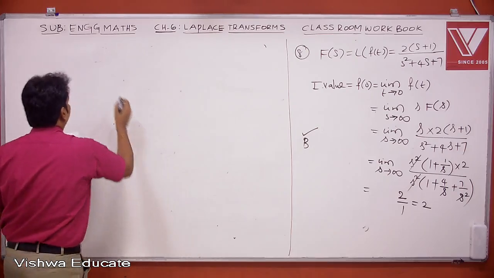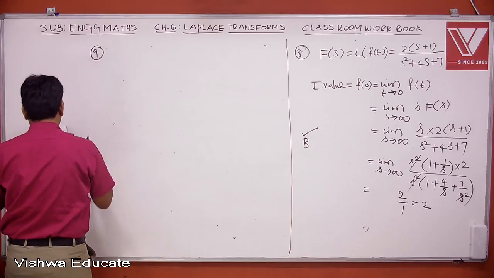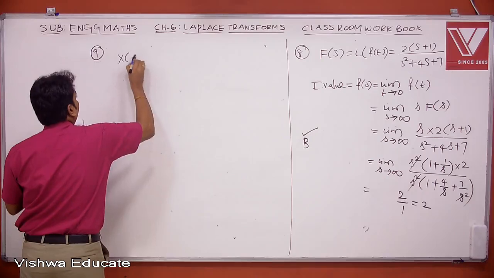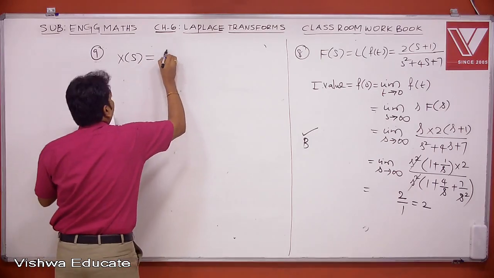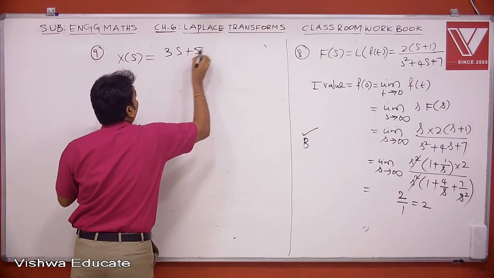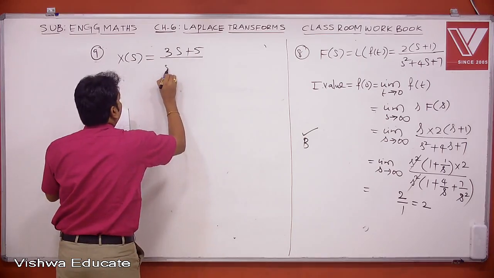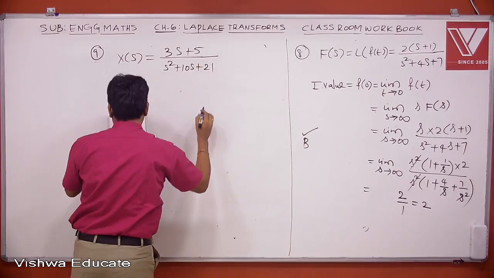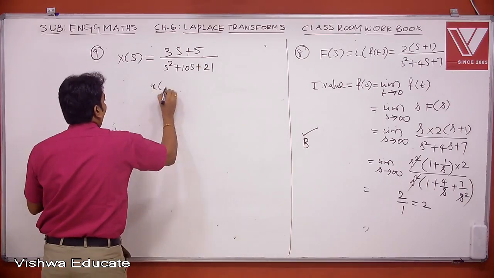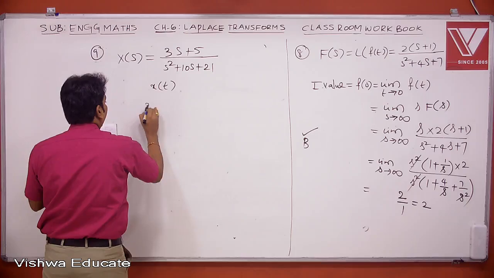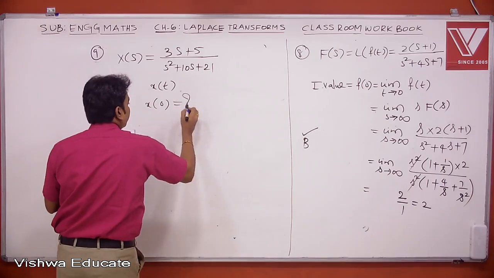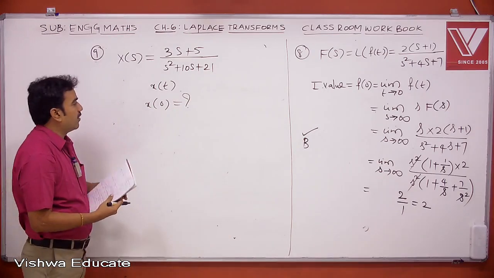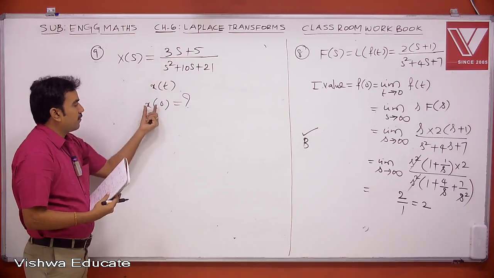Now let us discuss question number 9. If X of s equals (3s plus 5) divided by (s square plus 10s plus 21) is the Laplace transform of small x of t, then x of 0 equals. So small x is not given, its Laplace is given, then they are asking x of 0.